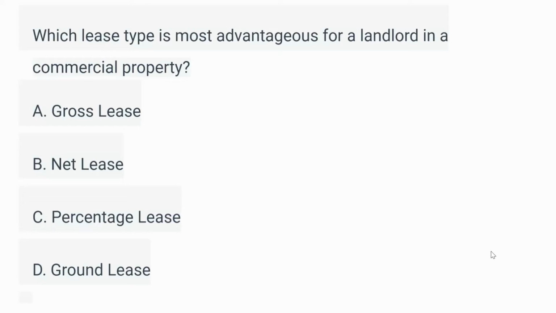Which lease type is most advantageous for a landlord in a commercial property? A, gross lease. B, net lease. C, percentage lease. D, ground lease.